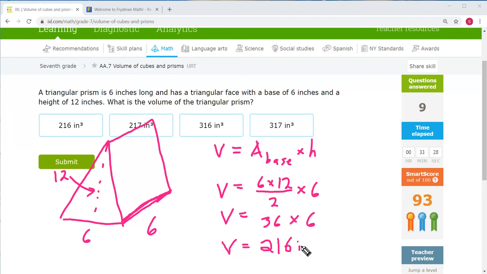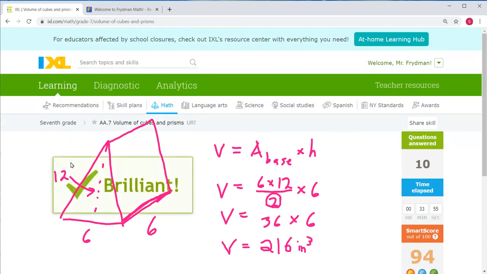And that would be cubic inches, because this was inches, and this was inches. So we have inches times inches times inches, which gives us cubic inches. This 2 over here has no units. It's dimensionless. All right, so 216 cubic inches, submit.